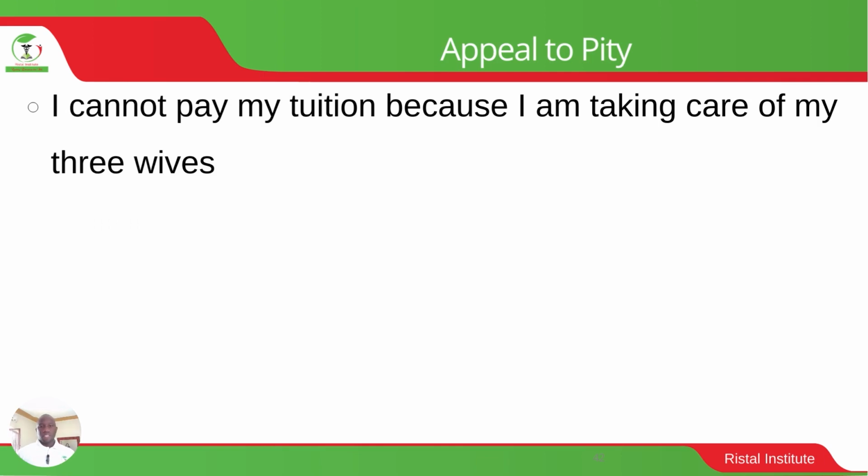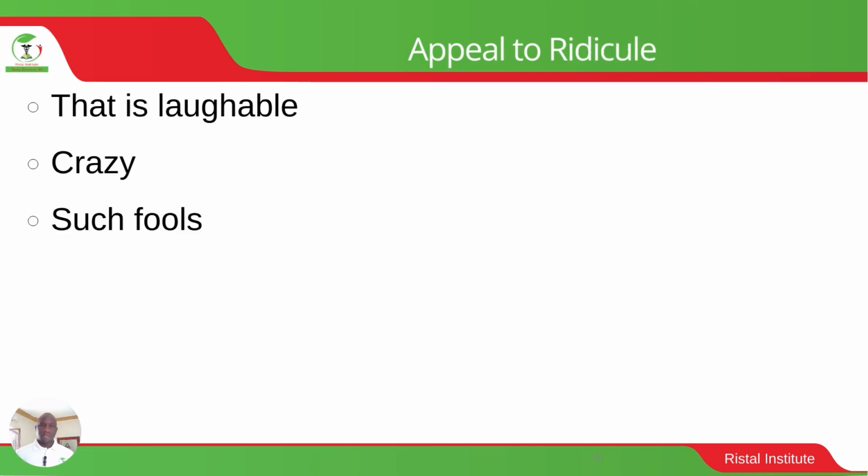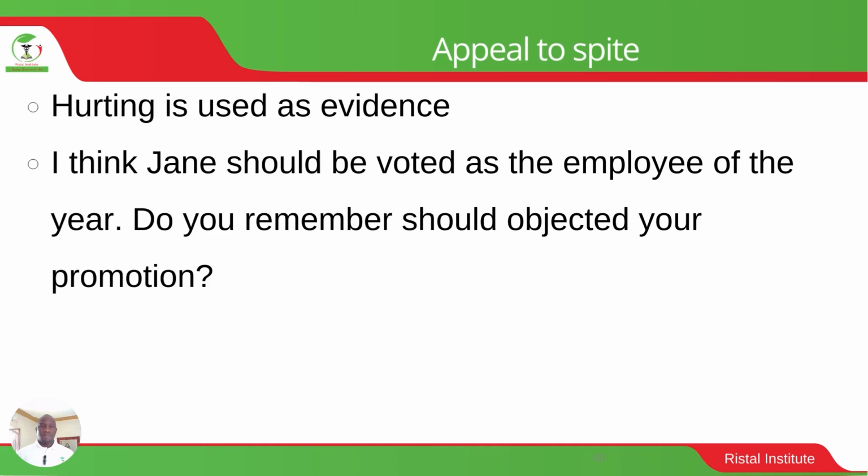Then we have appeal to pity. This is when saying that I'm not able to pay tuition because I have 3 wives that I have to take care of. So you want me to feel pity for you because you have 3 wives? That is a fallacy. And then we have appeal to ridicule. This is like the ad hominem that we actually looked at. So this is not responding to issues, but you're instead describing the character. You're very crazy. This is very laughable. So you're such a fool. Things like that.